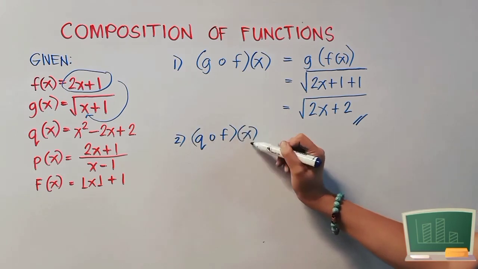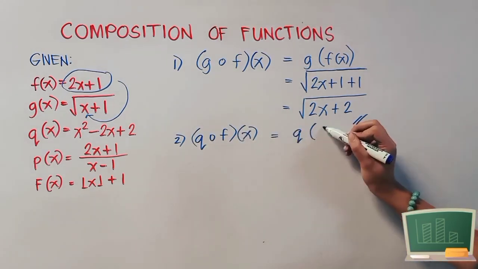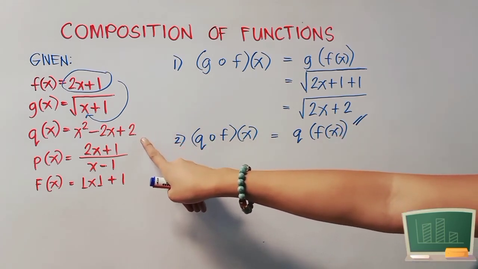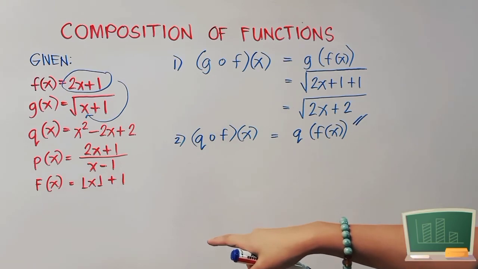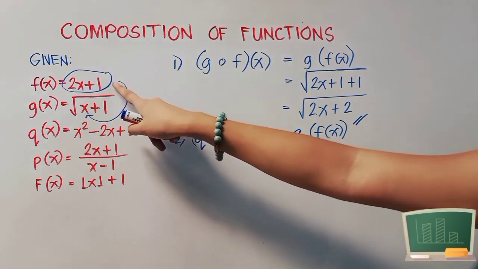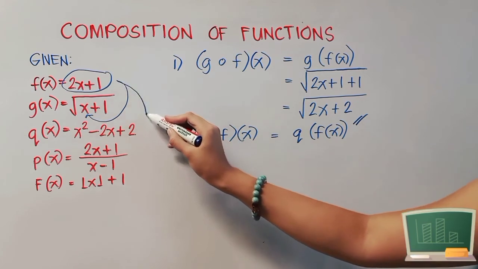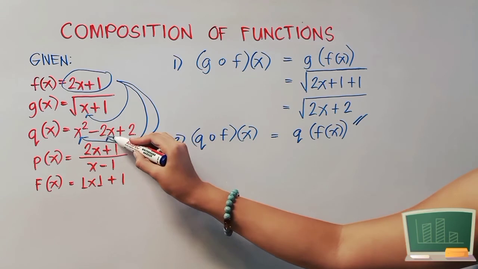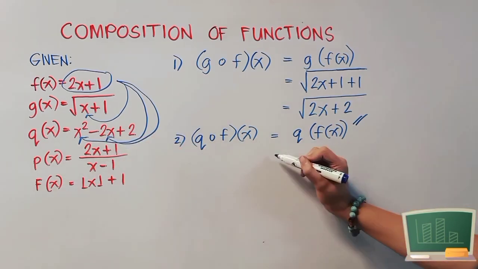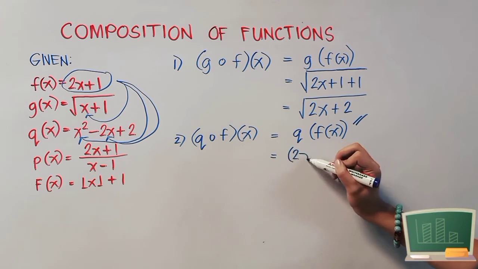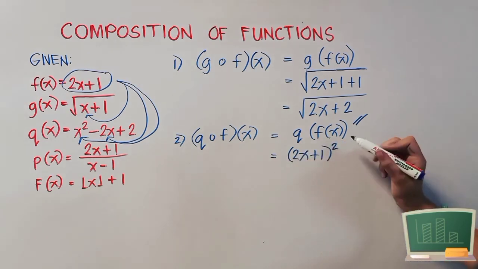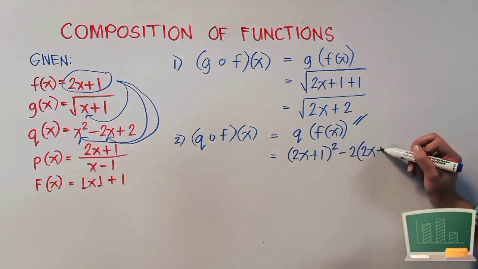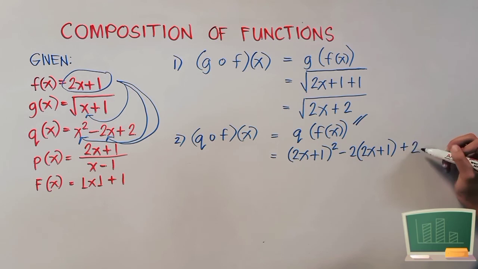Now let's have number 2. So that is q of f of x. The same thing, we'll be using function q, and that is this one, x squared minus 2x plus 2. But our x will be the entire function f, so this one will be our x value, and there's also another x here. So that will give us the quantity 2x plus 1 raised to 2, minus 2 times 2x plus 1 again, and then we'll just copy plus 2.